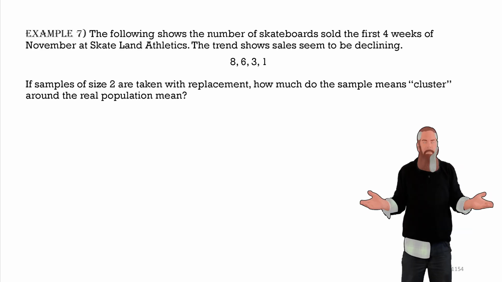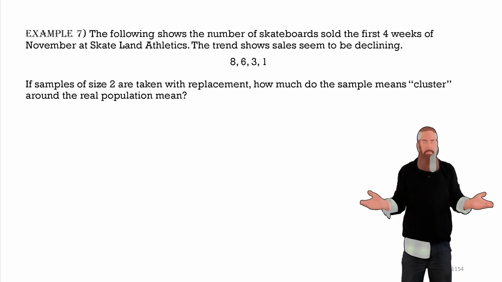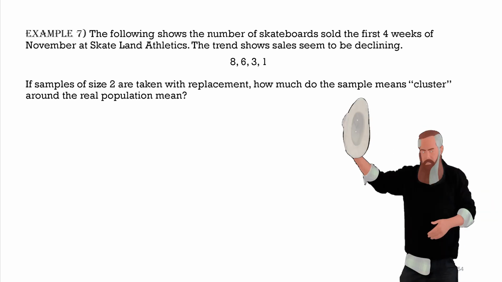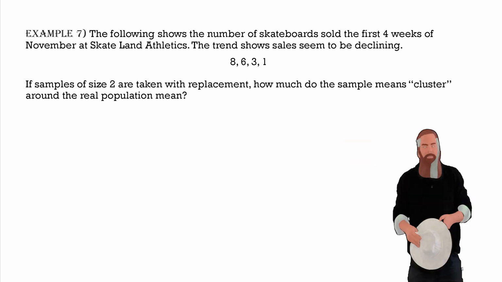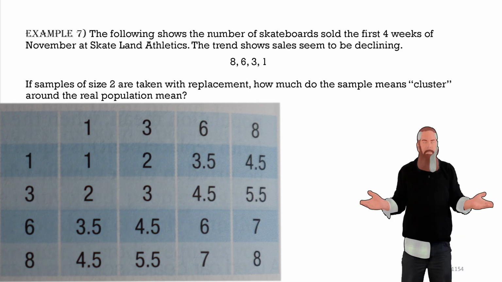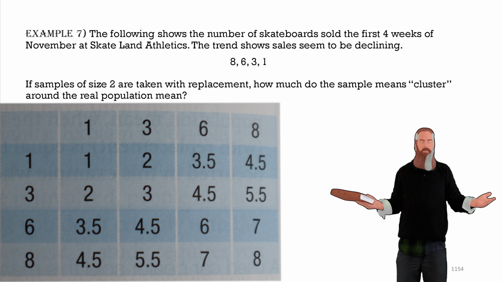The following shows the number of skateboards sold for the first 4 weeks of November at Skateland Athletics. The trend shows sales seem to be declining. If samples of size 2 are taken with replacement, how much do the sample means cluster around the real population mean? You're going to use this data to uncover a very important property of sample means.